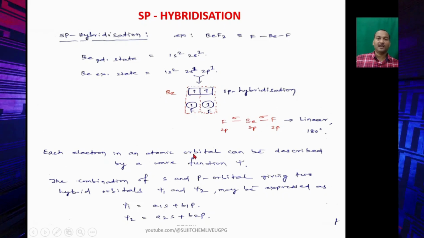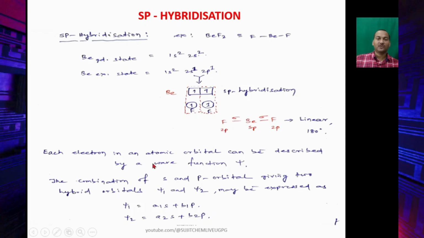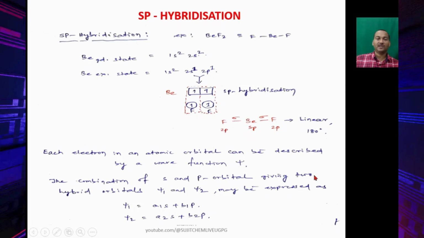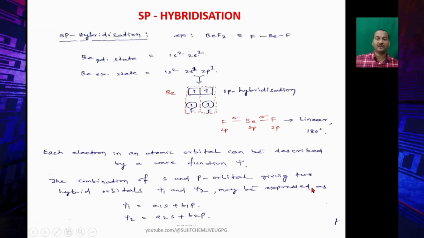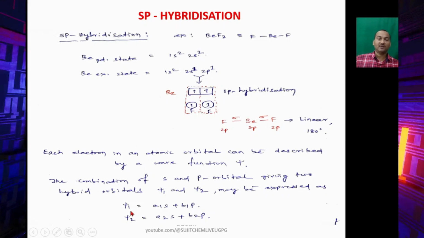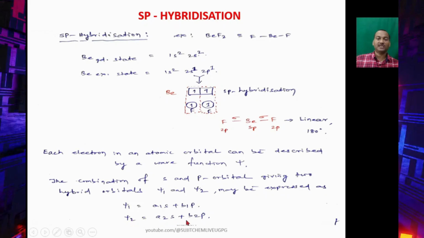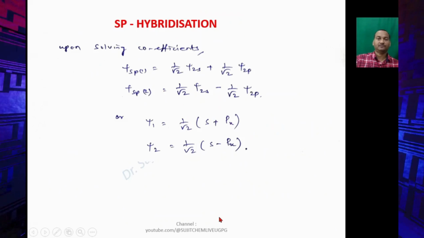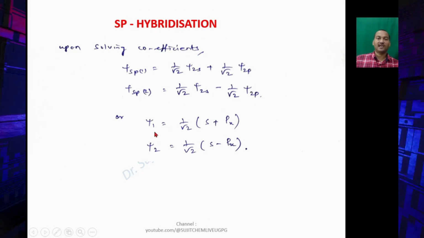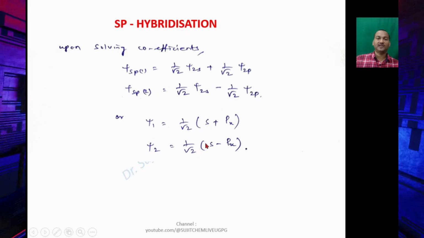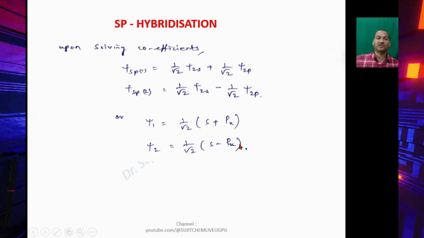So each electron in an atomic orbital can be described by a wave function psi. So the combination of s and p orbitals gives rise to 2 hybrid orbitals, psi1 and psi2, and may be expressed as psi1 equals a1 s plus b1 p and psi2 equals a2 s plus b2 p. So upon solving the coefficients, you will get psi1 equals 1 by root 2 (s plus px) and psi2 equals 1 by root 2 (s minus px).